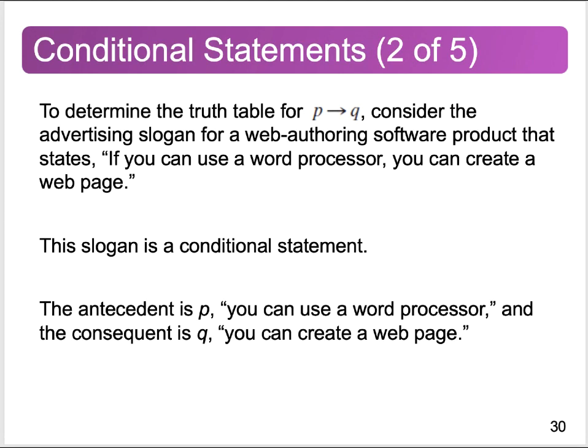If we want to make a truth table for P implies Q, this is the most tricky one that we have. So pay extra careful attention to what makes a true statement, because it just doesn't follow with what we're used to thinking about. Let's look at an advertising slogan first. If you can use a word processor, you can create a web page. That's a conditional statement. The P will be you can use a word processor. The Q would be you can create a web page.